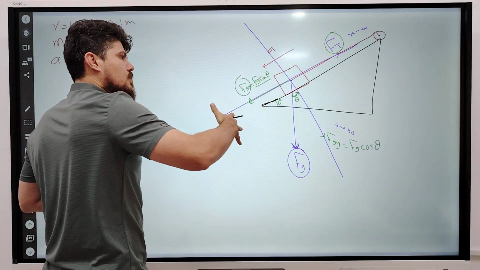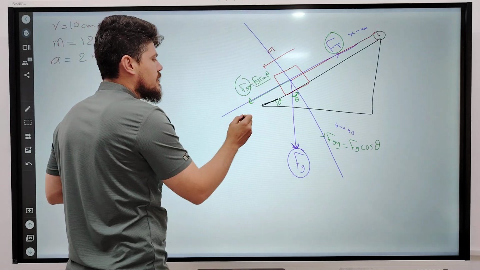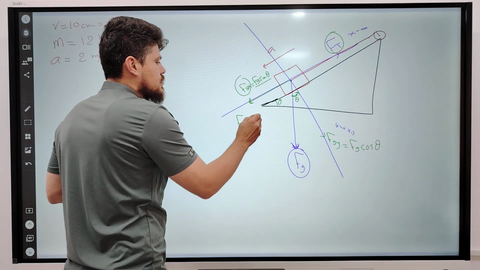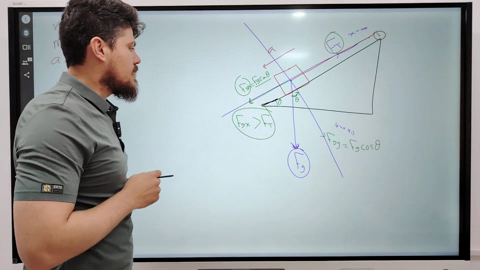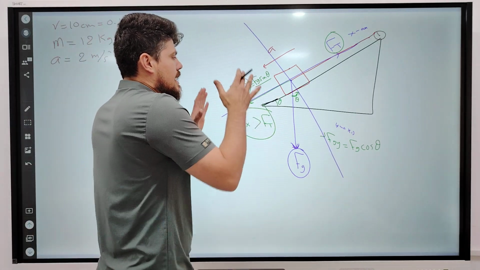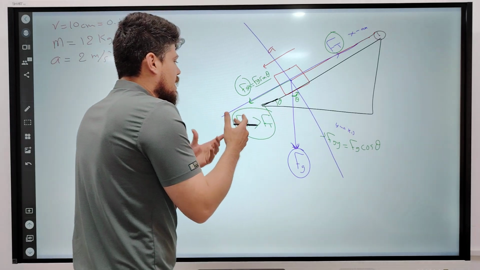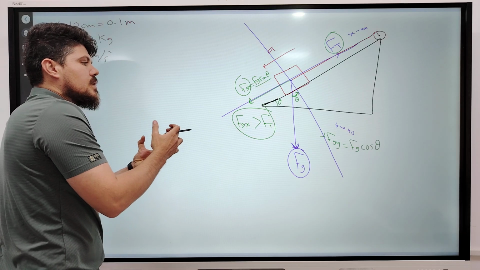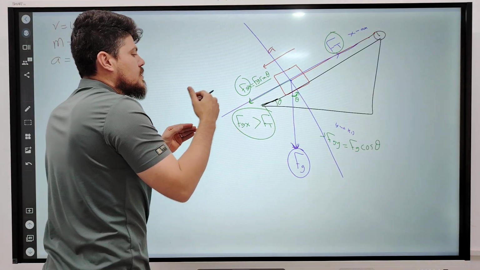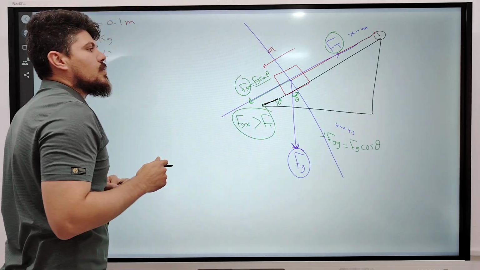The object is moving downward in the direction of the Fgx. So which one is bigger, Fgx or Ft? Absolutely, Fgx is bigger than Ft. If Fgx is equal to Ft, in that case the object becomes stationary, doesn't move. But when Fgx is bigger than Ft, the object is moving downward. But if Ft is bigger than Fgx, in that case, the object is moving upward.